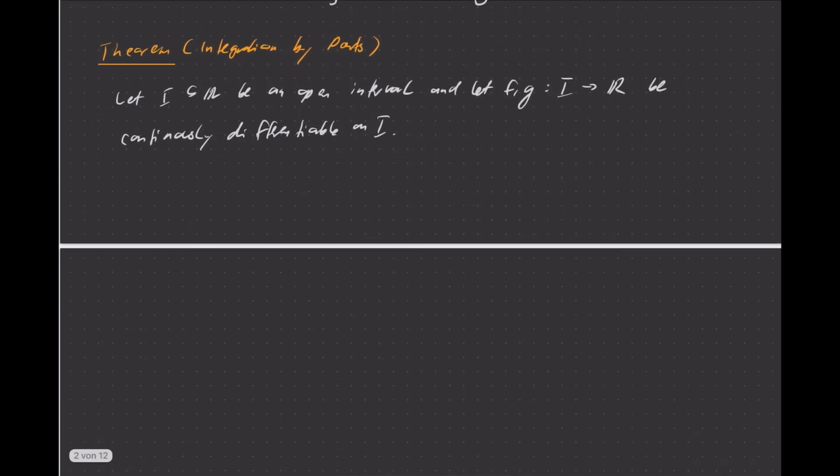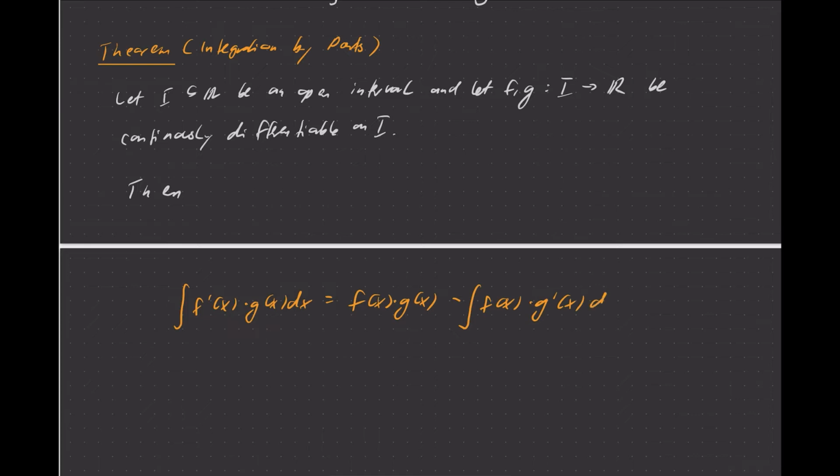Then the following integration rule holds. That is the integration by parts rule. The integral of f prime of x times g of x dx is equal to f of x times g of x minus the integral of f of x times g prime of x dx.